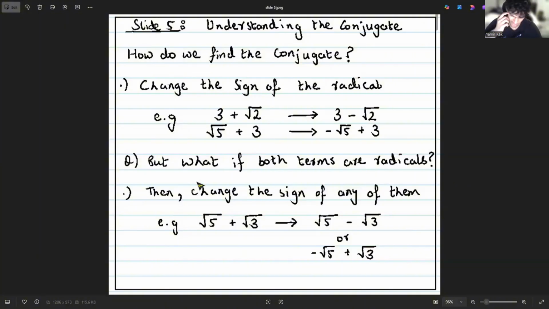And then if we look at another example, root 5 plus root 3, here we have two terms, both radicals, and the rule says that we can change the sign of either radical term. So we have options for the conjugate: change the sign to negative root 5 plus 3, or just make it root 5 minus 3. Both of these count as valid conjugates, and we can choose whatever is easier, whatever makes more sense. I think radical 5 minus radical 3 makes sense. So, wrapping it up, finding the conjugate is all about flipping the sign between two terms in a binomial, which is pretty easy.